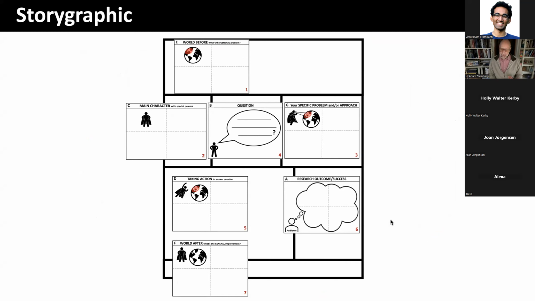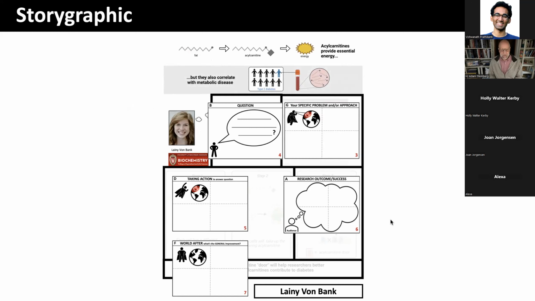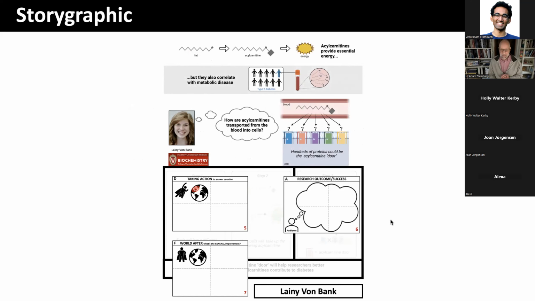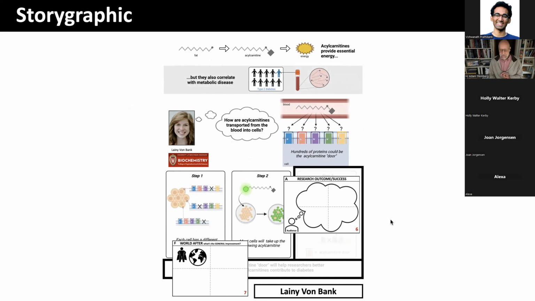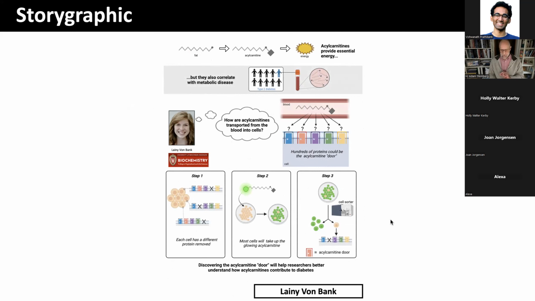Let me insert a story graphic that a student did one time underneath there. This is by Lonnie Van Bank. And I'll remove the card so you can see each part of her story in her story graphic. So right at the top is her world before. Then there's Lonnie right there, where she introduces herself. Here's where she asks her question. This is the specific problem she's going to take on. These are the actions she'll do to answer that question. This is the answer to the question. And then this is why it's a better world when she's all done.